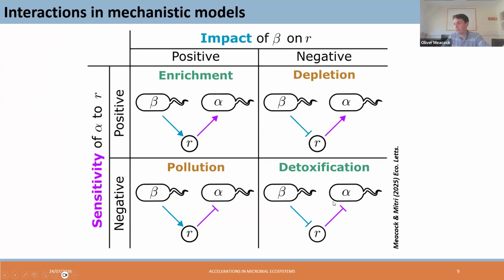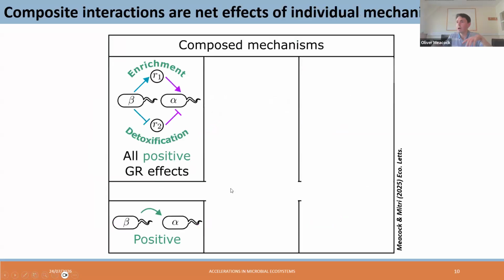We can also have detoxification. So if this is a toxin down here, you can have suppression of that toxin. Both of these are positive interaction mechanisms. And then we have negative interaction mechanisms here on this diagonal. So this compound might be a nutrient, but it's being depleted by beta. So that would be a negative effect on the growth rate of alpha, or we can have production of toxins, which suppress the growth of alpha again. And these mechanisms can be stacked on top of each other in order to give us more complex interaction types.